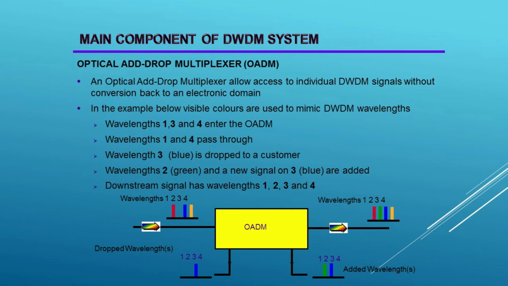In the example below, visible colors are used to mimic DWDM wavelengths. Wavelengths 1, 3 and 4 enter the OADM. Wavelengths 1 and 4 pass through. Wavelength 3, blue, is dropped to a customer. Wavelengths 2, green, and a new signal on 3, blue, are added. Downstream signal has wavelengths 1, 2, 3 and 4.